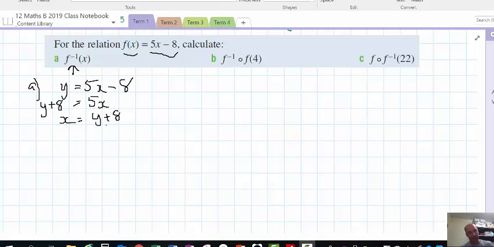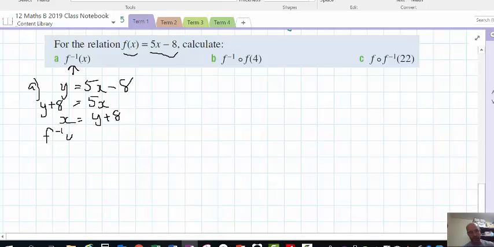The next couple of lines there are set. Now, we need to look at this. In function notation, we've got now the inverse function, and that's written as the inverse function of y, isn't it? So the inverse function of y is y plus 8.